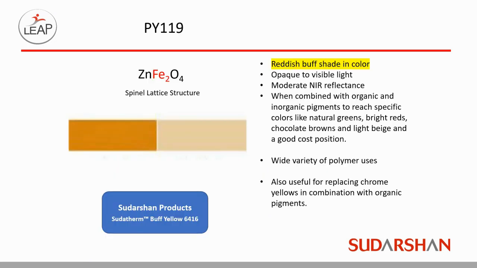In the spinel lattice structure, we have the pigment yellow 119. This is also a reddish buff shade in color. Our 6416 fits this space. And like the pigment brown 24, this would also be a useful tool in replacing any kind of lead chromates.